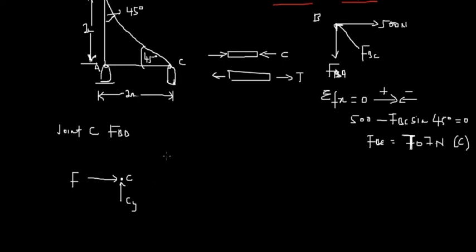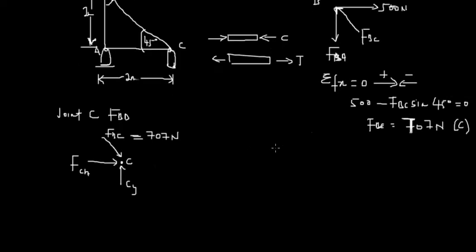FCA. Okay, so we have FCA, and then we have another force acting in this direction. So that's this force FBC. Okay, right, so we have FBC acting in this direction. And we already know that FBC is 707 newtons. This becomes a bit simpler.